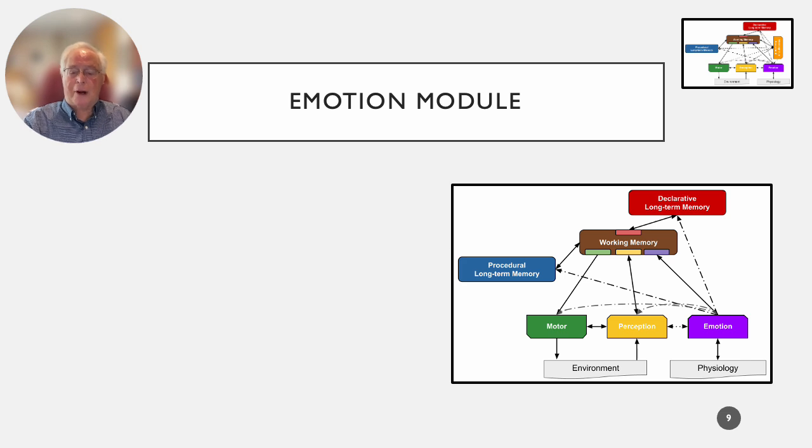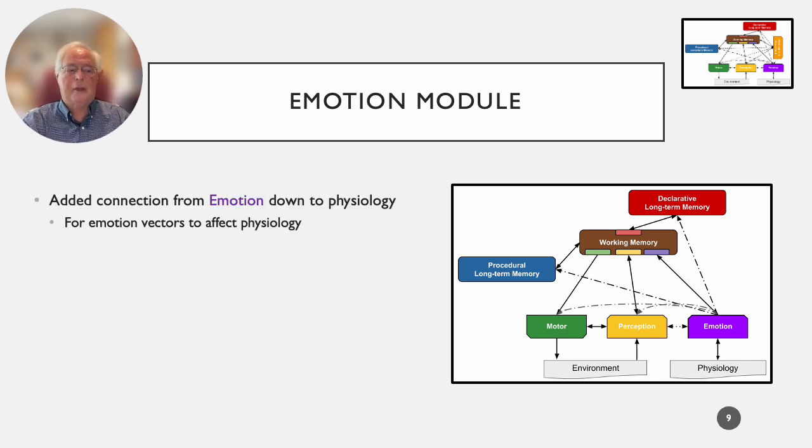This is a slightly abstracted version of the refined synthesis that drops the metacognitive assessment module and its connections in order to highlight what's going on with the emotion module. So you can see here that there's been a connection added from emotion down to physiology, not just the upward connection from physiology to emotion. This allows emotion vectors to affect physiology. For example, when there's a cognitively identified threat, such as a verbal threat, that requires the body to prepare to respond.